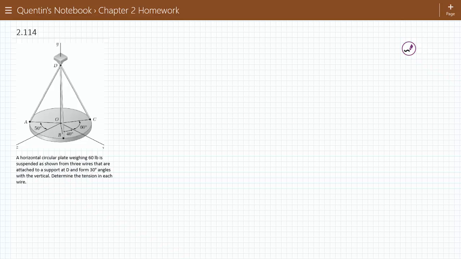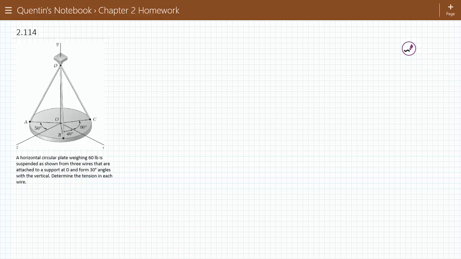Okay, hey, we are going to look at problem 2.114. It's the last problem. It's this problem with the horizontal circular plate. So you have this horizontal circular plate weighing in at 60 pounds, and it's suspended from 3 wires that are attached to the support that all form 30-degree angles from the vertical, and then they form different angles in the horizontal plane. And we're supposed to determine the tension in each wire.